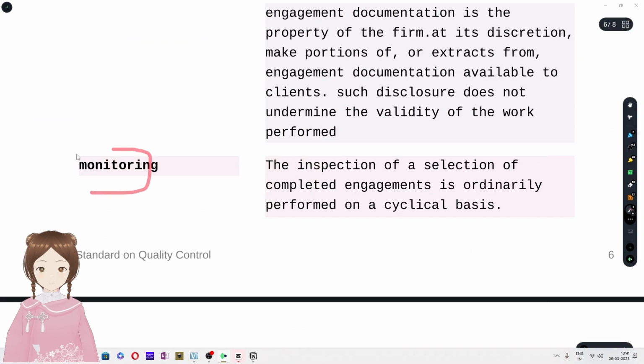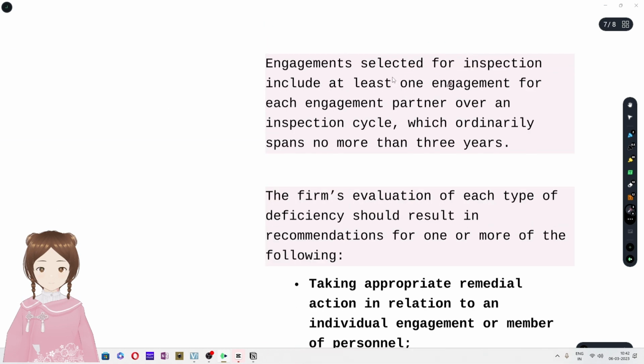Now we are talking about the monitoring. The inspection of a selection of completed engagements is ordinarily performed on a cyclical basis. Engagements selected for inspection include at least one engagement for each engagement partner over an inspection cycle, which ordinarily spans not more than 3 years. That cycle is for 3 years, and at least one engagement for one engagement partner, one partner of the firm, should go for inspection within not more than 3 years.